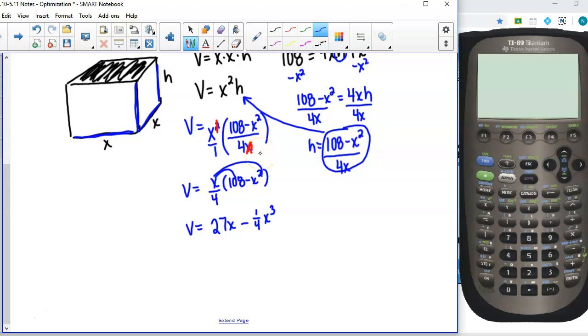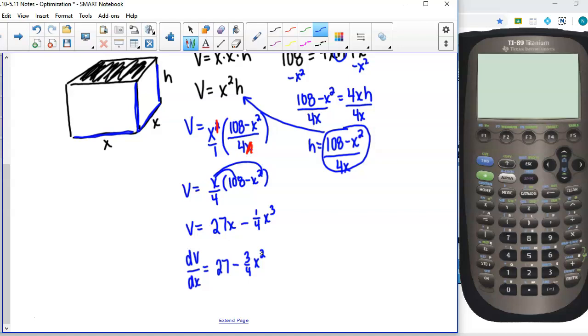Alright, derivatives is very simple now because it's just a power rule derivative. So we would have dV/dx, or we could call it V prime, I guess. We get 27 minus 3/4 x squared. Okay, so this is our derivative.